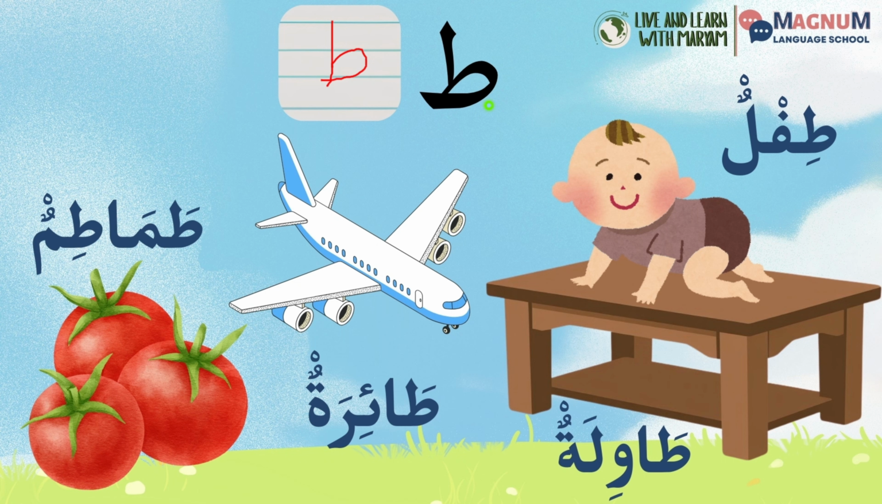Okay? Thaa, tiflun baby. Thaa, tawilatun table. Thaa, ta'iratun plane. Thaa, tamatim means tomato.